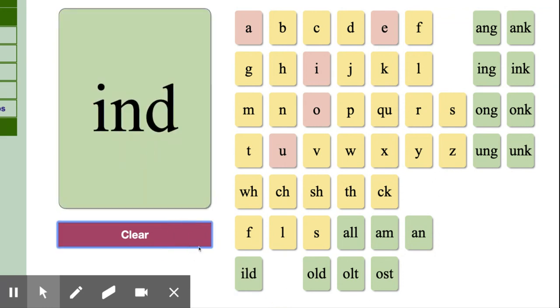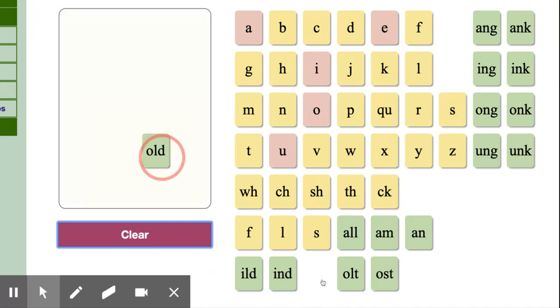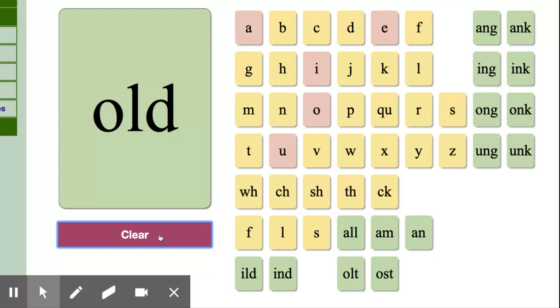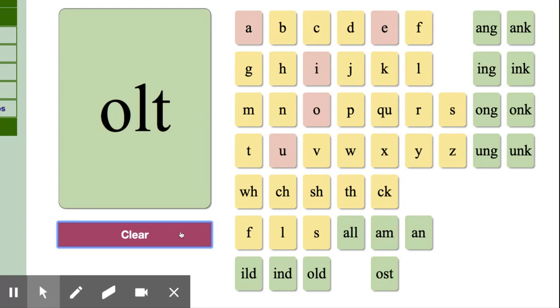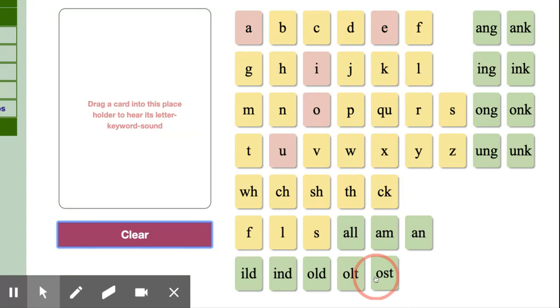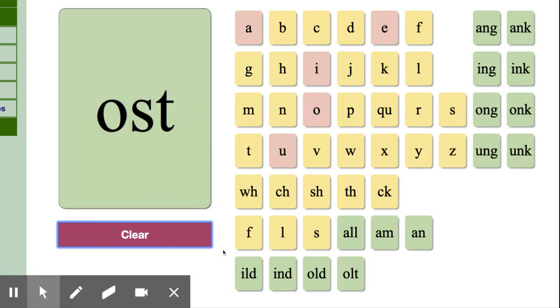I-N-D, kind, ind. O-L-D, cold, old. O-L-T, colt, olt. O-S-T, host, ost.